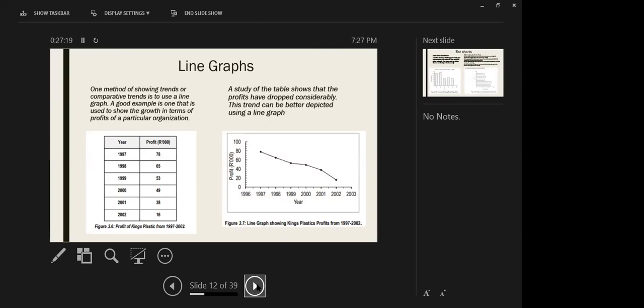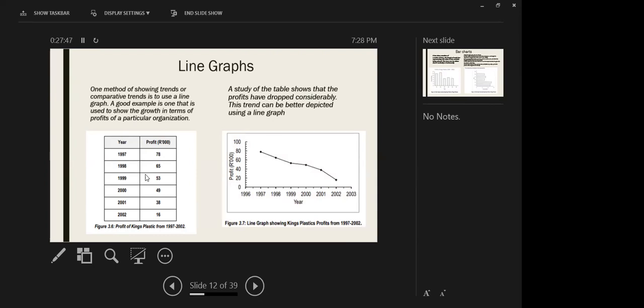Let me show you from this example. We actually have two ways of presenting data, right? The left one here is a table, and the one on the right is a line graph. It's the same information being conveyed, but from the data on the left, we are being told that there is a year and the profit for that particular year, right?